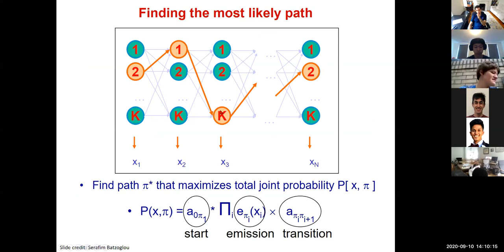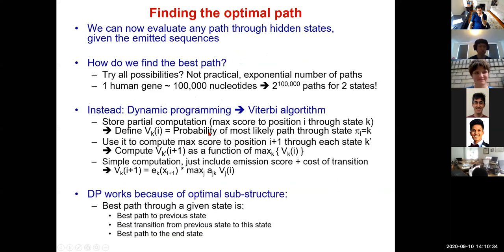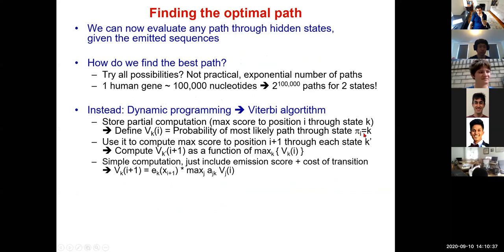But all the way to the end, I'm going to be recomputing the partial score from the maximum score up until this point going through this state at that position as a function of all the previous ones. So we're going to use this probability of the most likely path through this current state k at position i. We're going to use that variable to compute the maximum score to position i plus one through each state k prime as a function of the maximum over all possible previous starting points, reusing the same Viterbi variable.